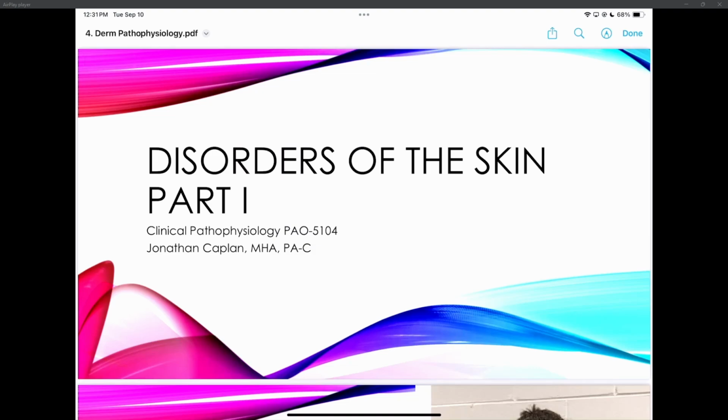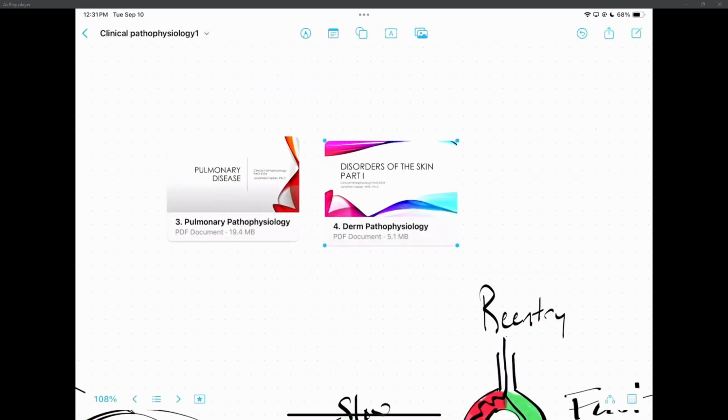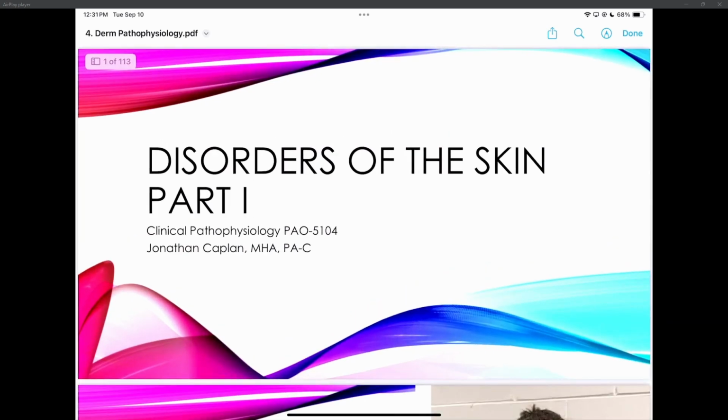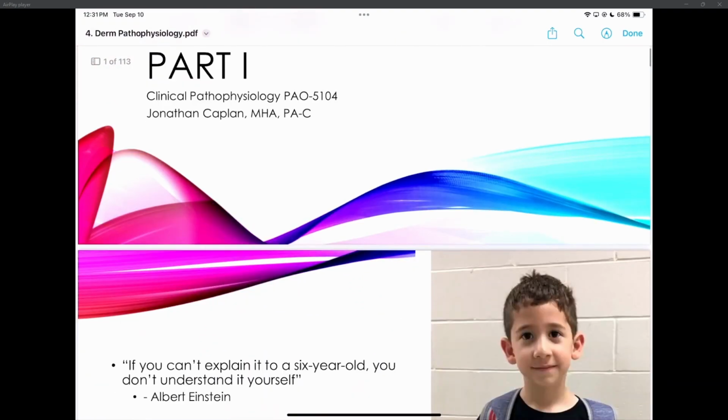Okay, so we finished up palm. I don't want to do that. And now we're going to move on to derm. Hopefully everyone had a good lunch because there's a ton of lovely pictures in this one. So we'll get started.